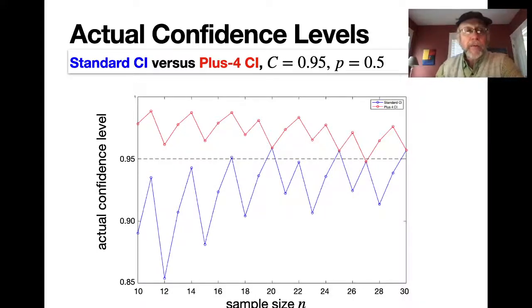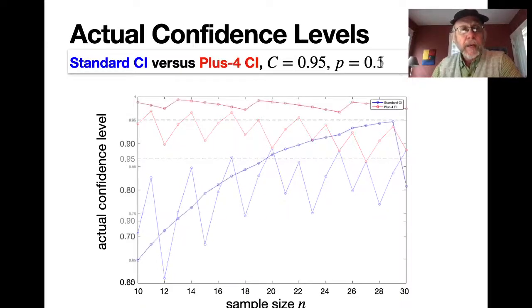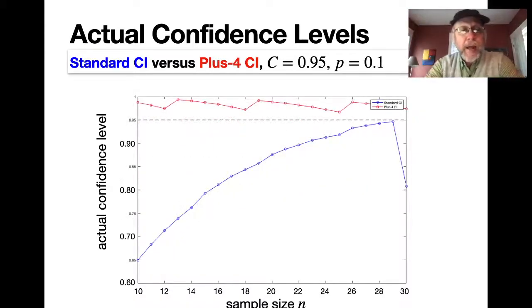The differences between the two methods depend not only on the sample size, but also on the value of the population proportion you're trying to estimate. This next chart shows the same kind of performance, but this time we're trying to estimate a population proportion that's 0.1. And you can see here that the standard method is doing even worse.